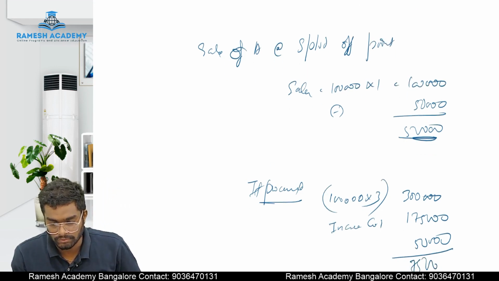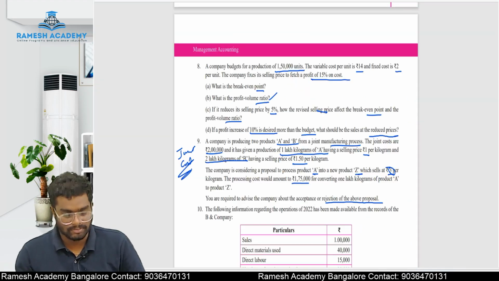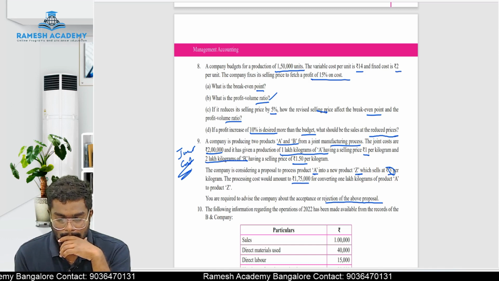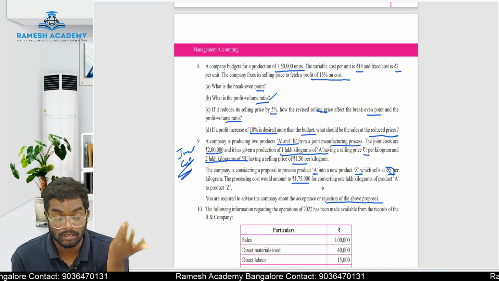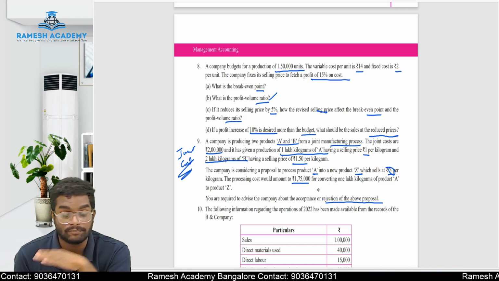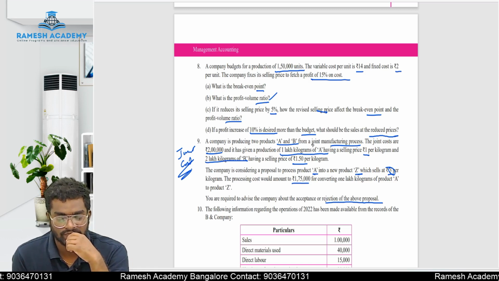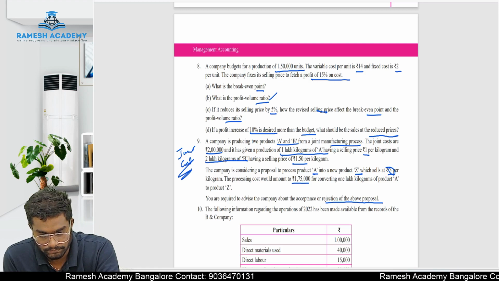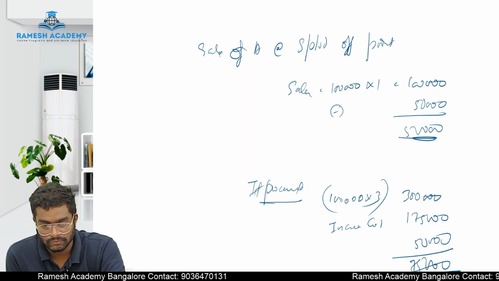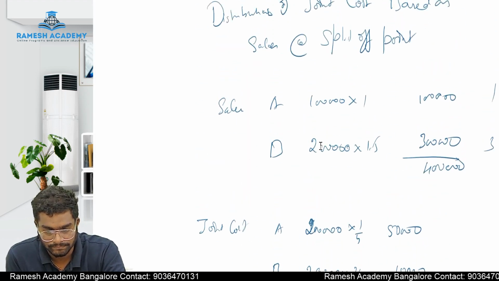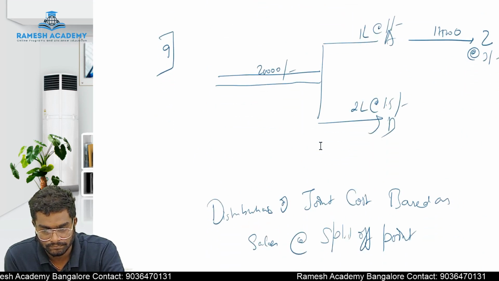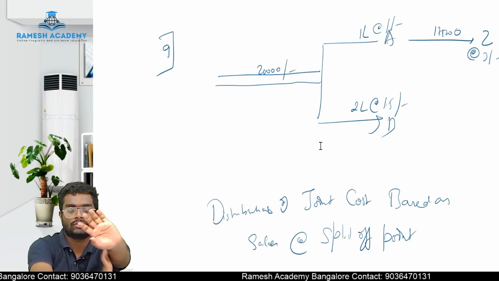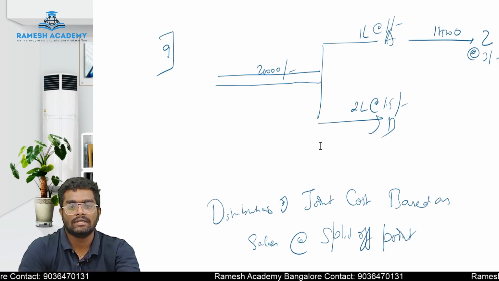So what will you do? If you are selling at split off point, we will get 50,000, and if you are selling after split off point, after further processing, you will get 75,000. Which will you do? Further process. So that is the thing. Please copy from here. This chart will help you understand the exact process, what is happening.